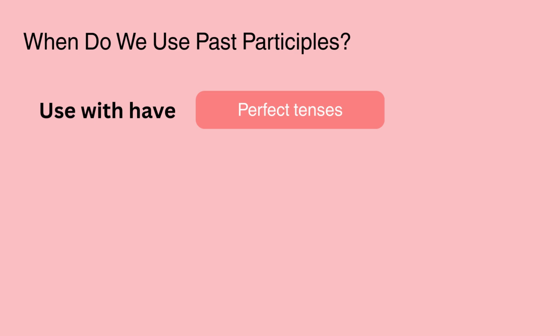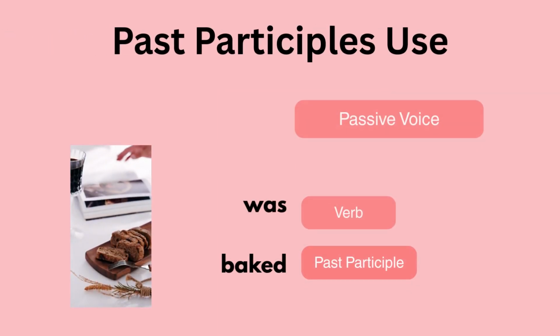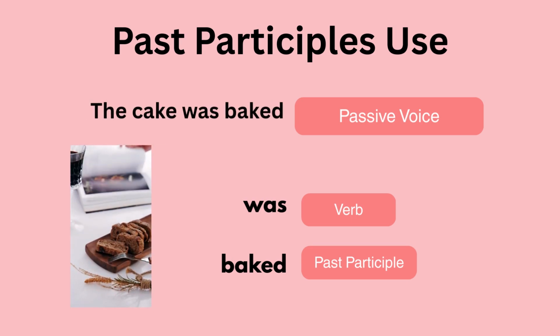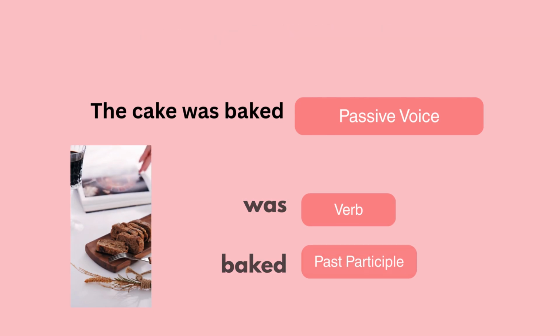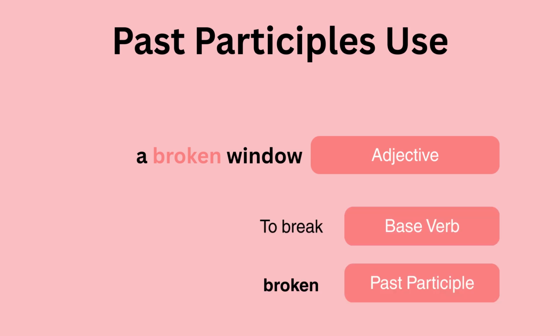We use past participles with have or had in perfect tenses, like I have eaten. They are also used in the passive voice. The cake was baked. And sometimes they're even used as adjectives, like a broken window, broken being the past participle of to break.